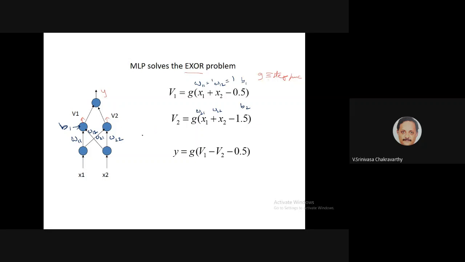So let's say I have chosen the numbers like this. I'll tell you why I have chosen them like this. In the output Y, I have one weight here, I'll call it W1, another W2, and a bias here, I'll just call it B. So W1 is 1, W2 is minus 1, and B is 0.5.